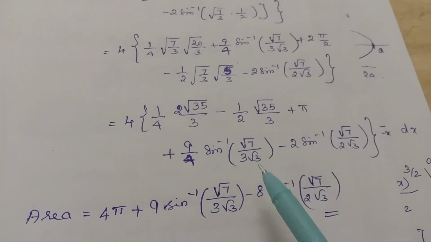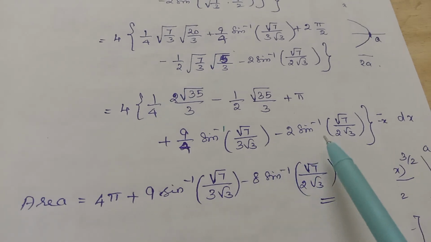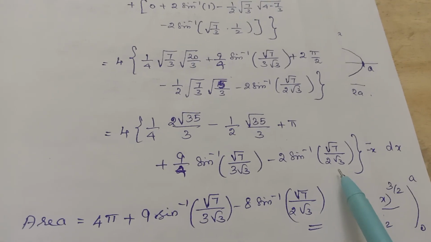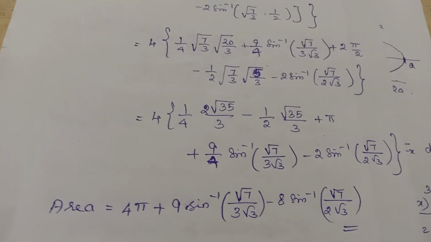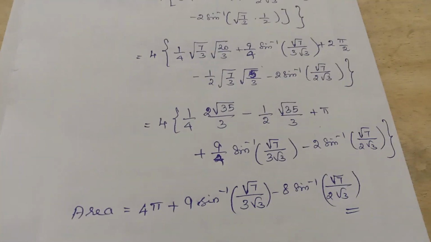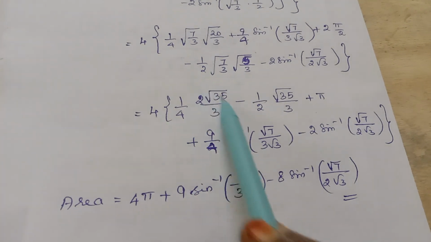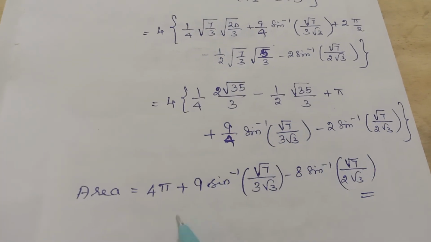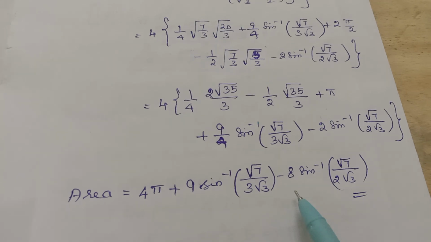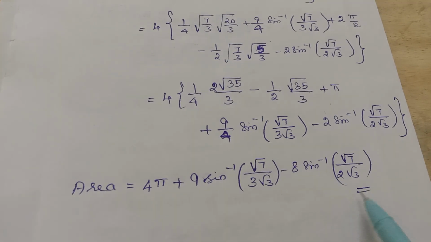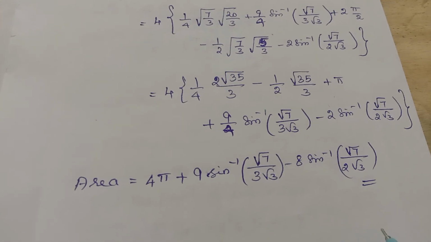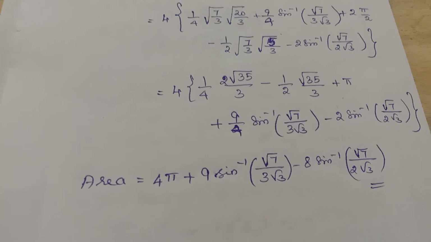So 9 by 4 sine inverse of root 7 by 3 root 3 minus 2 sine inverse of root 7 by 2 root 3. Okay, right. So finally the area is equal to, multiply this 4 inside. So what will you get? These two terms get cancelled. So 4 pi plus 9 sin inverse of root 7 by 3 root 3 minus 8 sin inverse of root 7 by 2 root 3. Beyond this the simplification is not possible. So I am leaving the problem here.